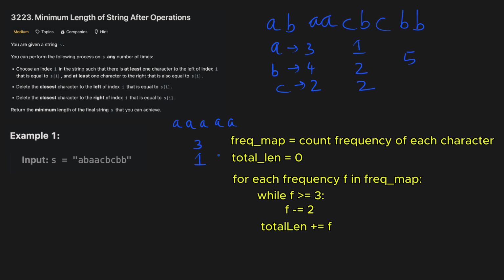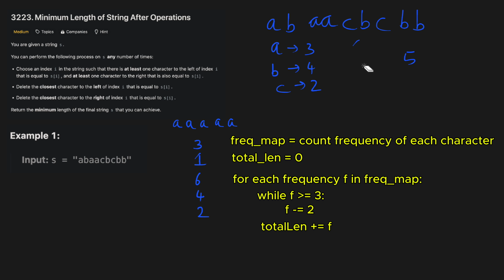Similarly, if the character has even occurrences, like say we have 6 A's, it will come down to 4, then it will come down to 2, and since 2 is less than 3, our loop will stop. So in the end, for even occurring characters more than 0, we will have 2 remaining characters, and hence it will contribute only 2 characters to the final string.